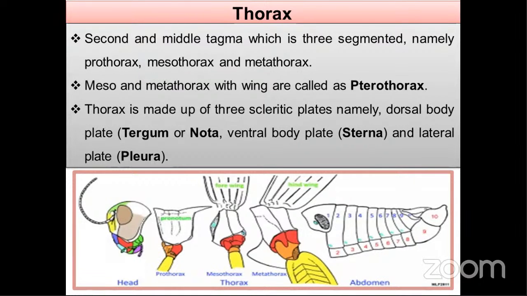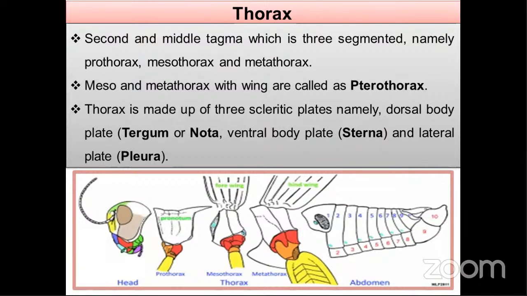Actually, the insect thorax is divided into two parts only: prothorax and pterothorax. The pterothorax is again divided into two parts, mesothorax and metathorax. So prothorax and pterothorax are the only two types, and the pterothorax is again divided into mesothorax and metathorax.